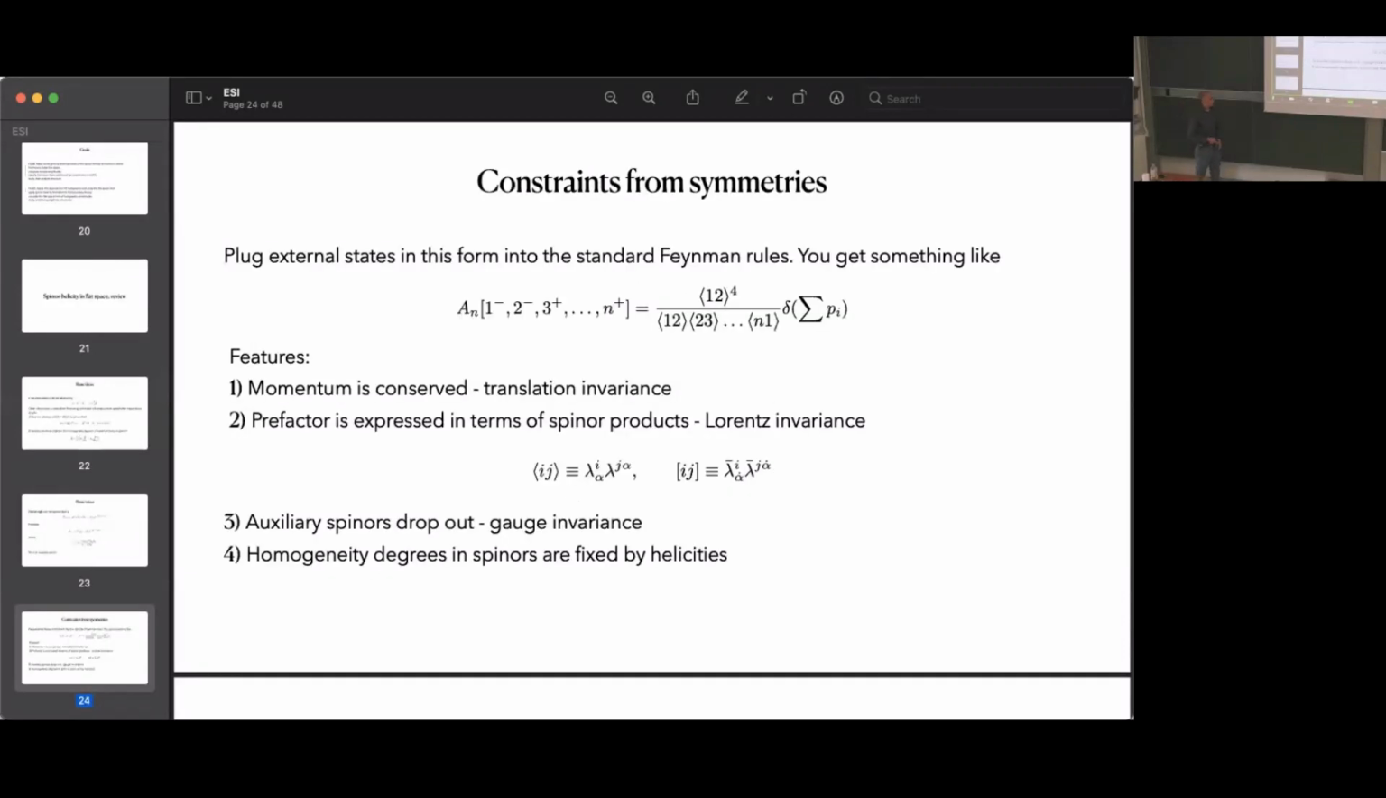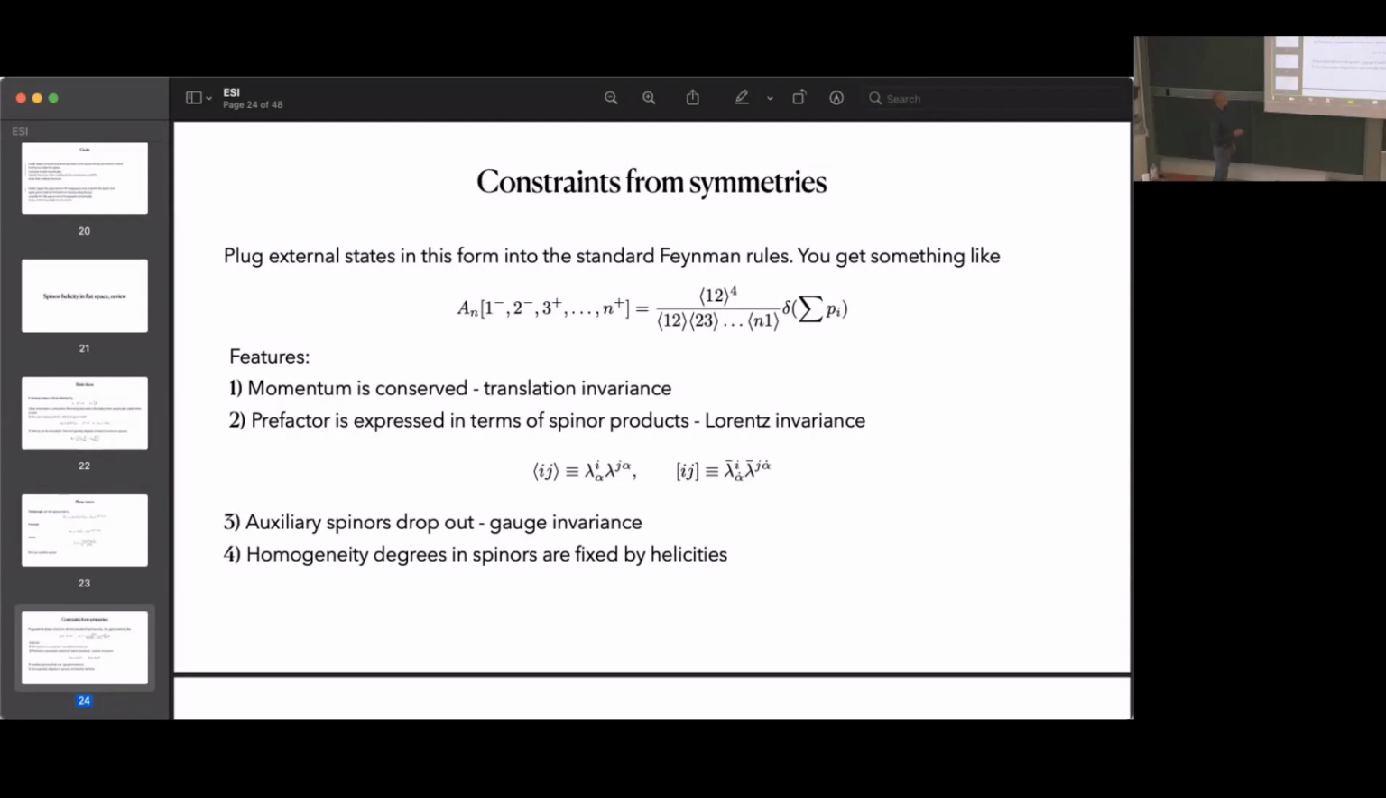Okay, then you have these plane waves for external lines. You plug them into the usual Feynman rules, you do calculations, and at the end of the day, you find something like this. You have this type of expression. I'm going to comment on its pieces. This is just a momentum conserving delta function, which is a consequence of translation invariance. Usually people don't include it inside the amplitude, but I will keep it because it will help me make contact with the AdS case.